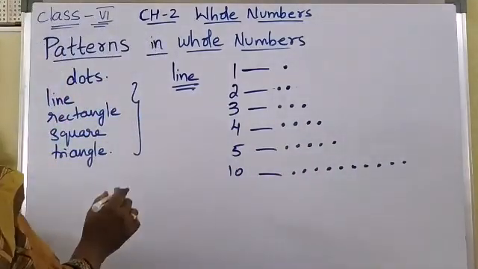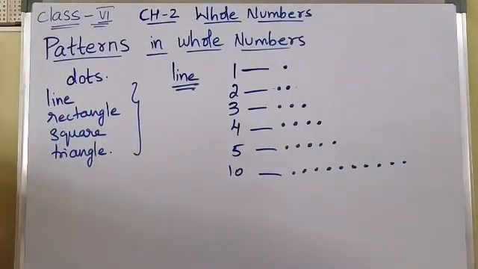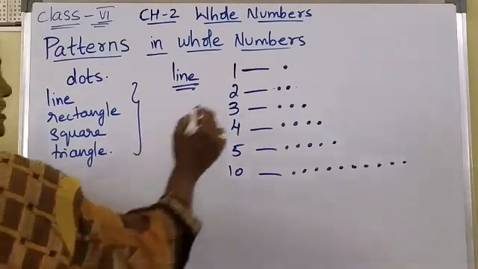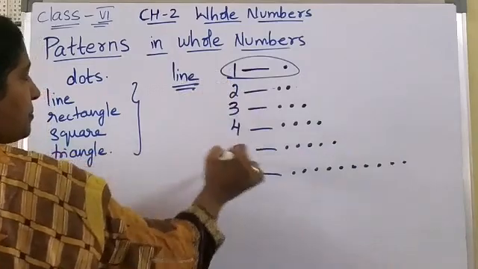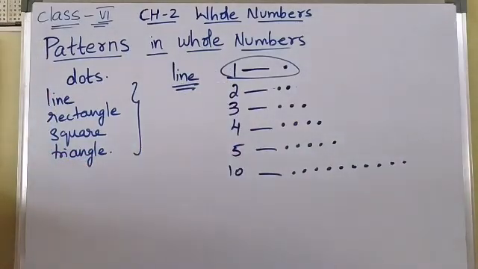Here, what did you observe? Every number can be represented in the form of a line with the help of dots. So, except 1, every number can be represented as a line.